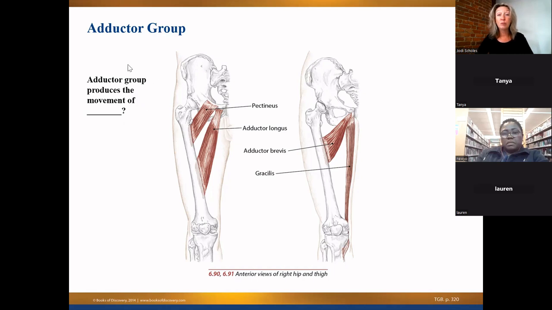So the adductor group produces adduction. Adduction. Adding to the midline of the body, right? So they're pulling those legs in. So moving from like this to this. So take a soft fist, put it between your knees and squeeze. Those are your adductors. You'll feel them activate.